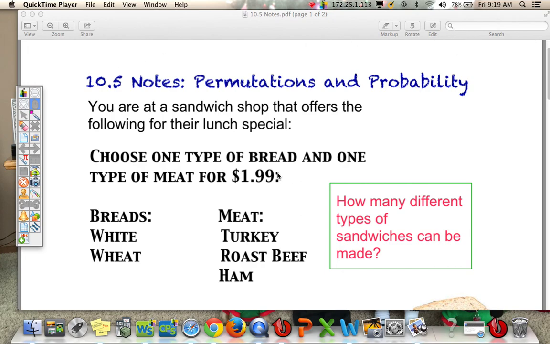In section 10.5, we talk about something called permutations and how they relate to probability. Let's start with the first example. You are at a sandwich shop that offers the following for their lunch special. Choose one type of bread and one type of meat for $1.99. Question, how many different types of sandwiches can be made?